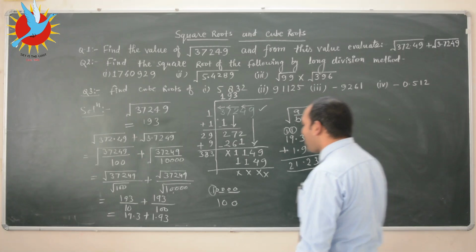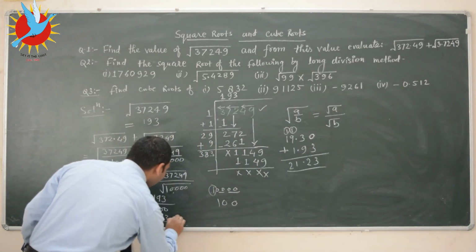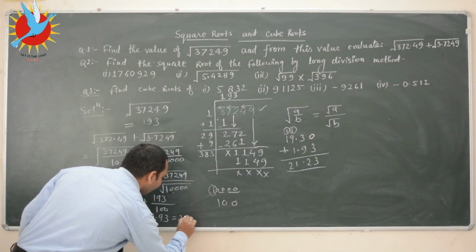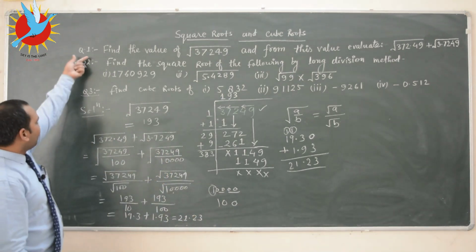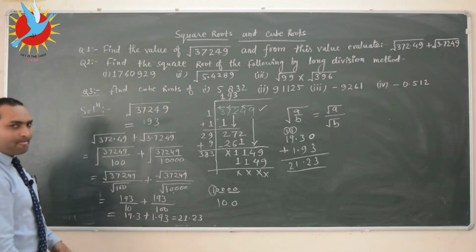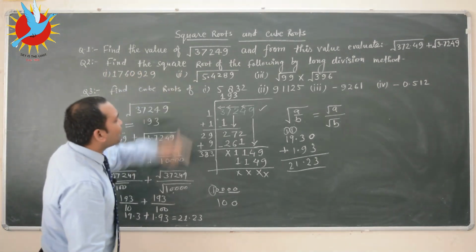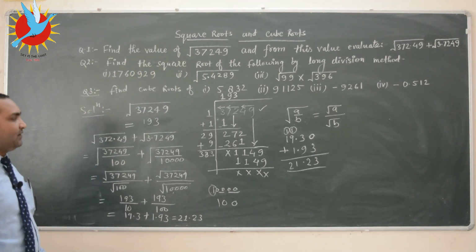So 21.23. This is the answer of question number first. Similarly, find the square root of the following by the long division method.